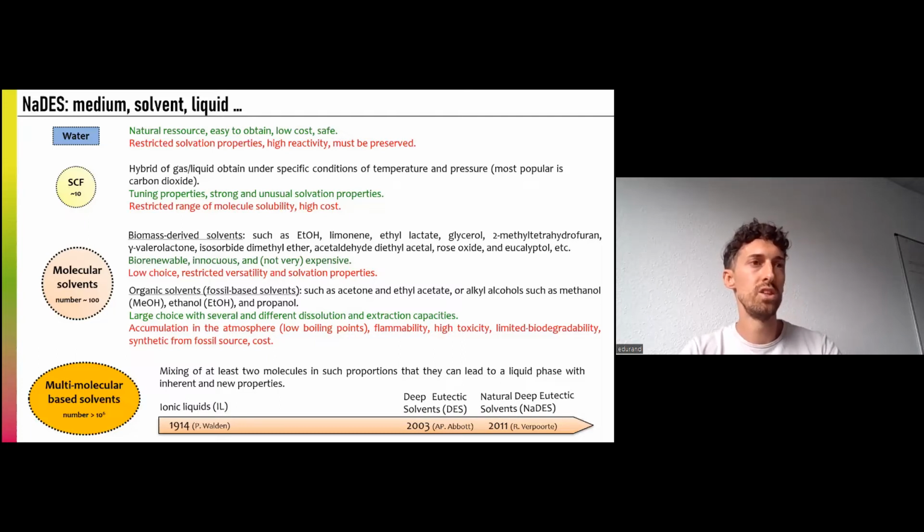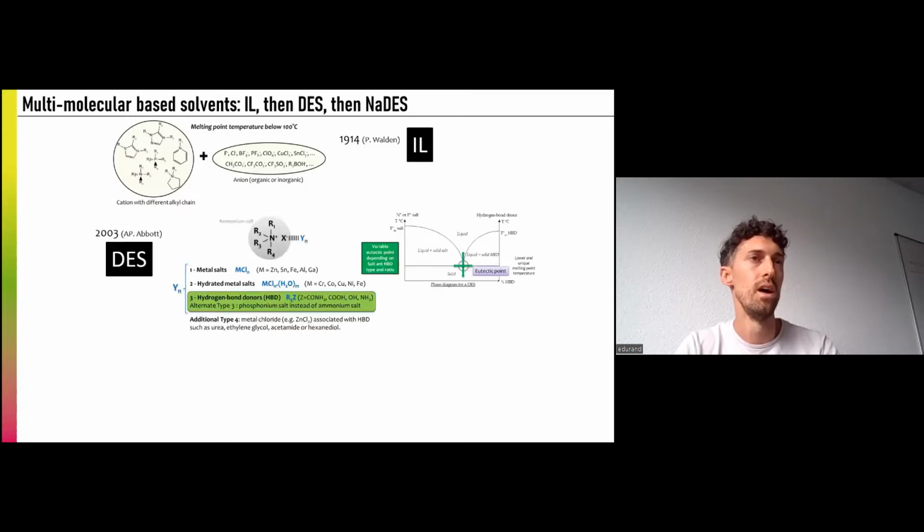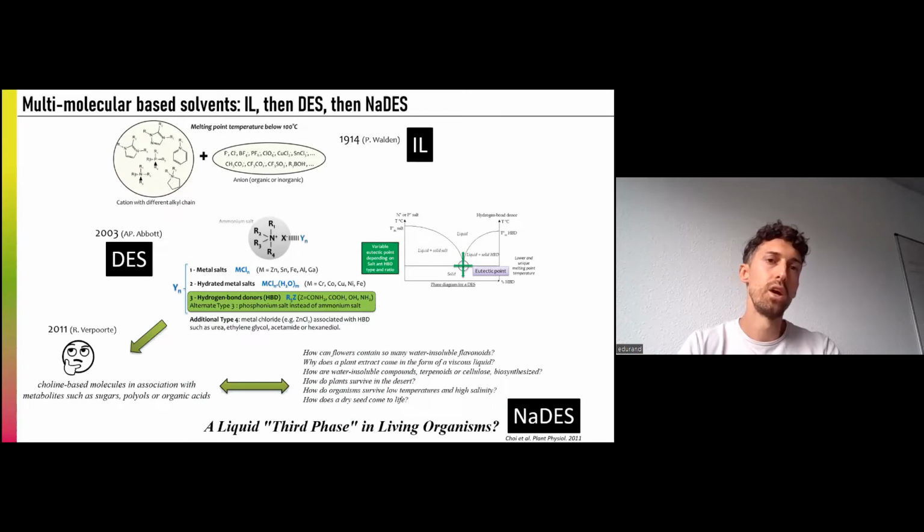If we have a look at the history, starting from ionic liquids to natural deep eutectic solvents, we start early in the 20th century, in 1940, with the discovery of ionic liquids. It's just a mixing of two different compounds, cation and anion. Then we arrived more recently, in 2003, thanks to the work of Abbott in Great Britain, at deep eutectic solvents, where there are basically 4 different types of mixture regarding the composition of starting molecules. But one of them, type 3, composed of a hydrogen bond donor in combination with an ammonium salt or phosphonium salt, significantly caught the attention of one researcher, Rob Verpoorte, in 2011, because most of them were composed of choline-based molecules in association with metabolites such as sugar, polyol, and organic acid.